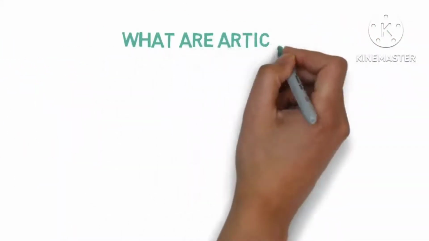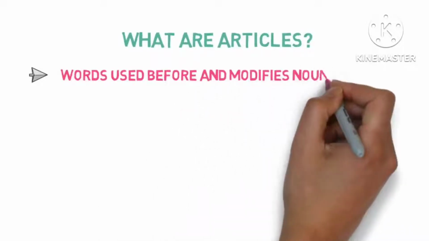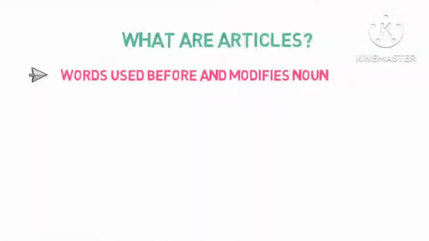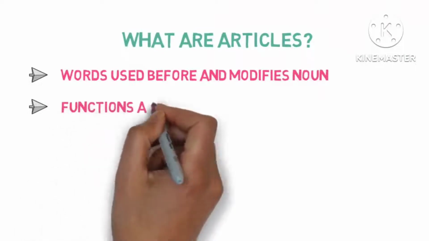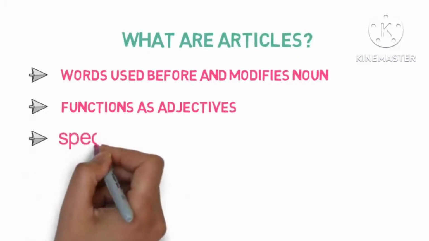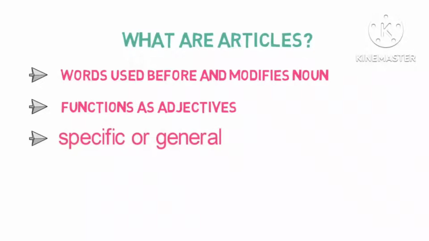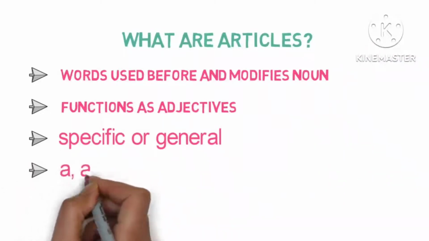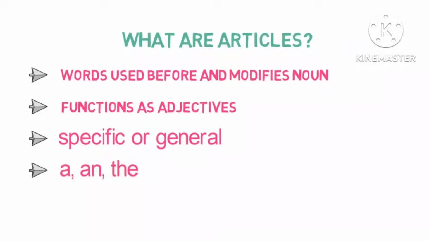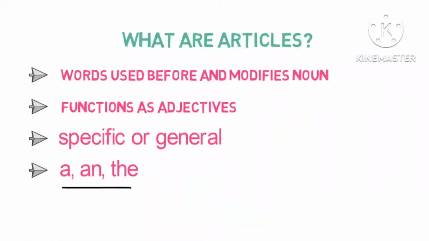So what are articles? Articles are words used before nouns and they modify nouns. As they give more information about nouns, they function as adjectives in the sentence. Articles define whether a noun is used in a specific context or general context. There are three articles in English: a, an and the. These articles are categorized in different types as per their usage. Let's look into that now.